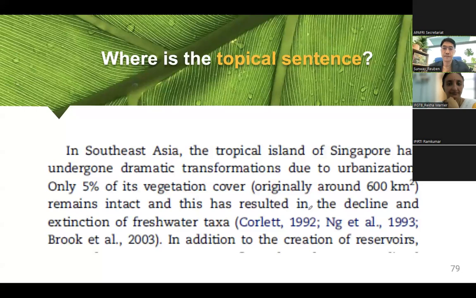Let me give you an example. In Southeast Asia, the tropical island of Singapore has undergone dramatic transformation due to urbanization. A lot of you are sometimes tempted to put a citation here, for example, Clement et al. said this. Don't need.